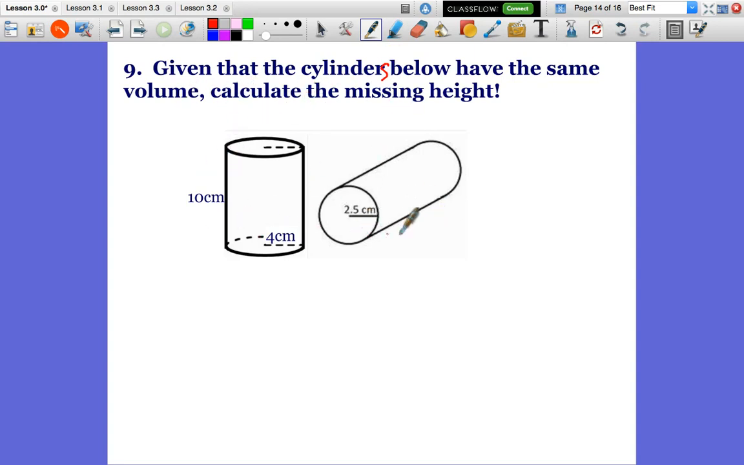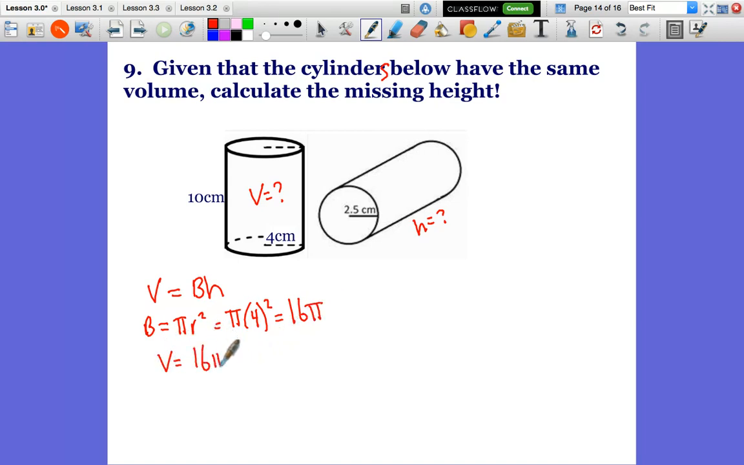So I know everything for this. I'm missing the height over here, the distance between the bases. So I want to figure out the volume of this, right? So it's a cylinder, so it's going to be area of the base times height, pi r squared. Pi times 4 squared. So 16 pi is the area of the base. So you're going to do 16 pi times 10. Notice I'm not multiplying by pi. 160 pi centimeters cubed is the volume.